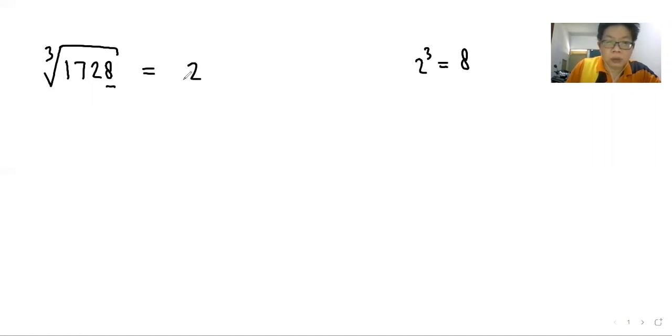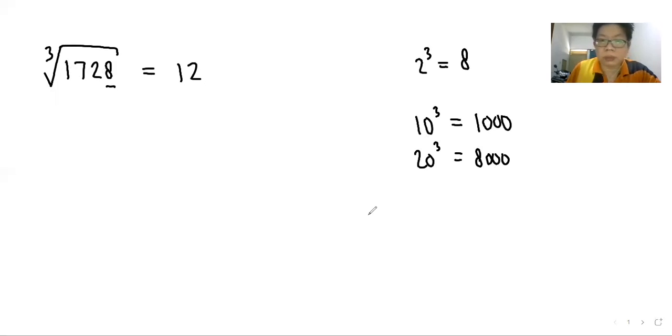Now, to find the tens, we know that 10 cubed is equal to 1000, and 20 cubed equals 8000. From the question, 1700 is greater than 1000, but it is less than 8000. So the tens digit here is 1. So the cube root of 1728 is 12.